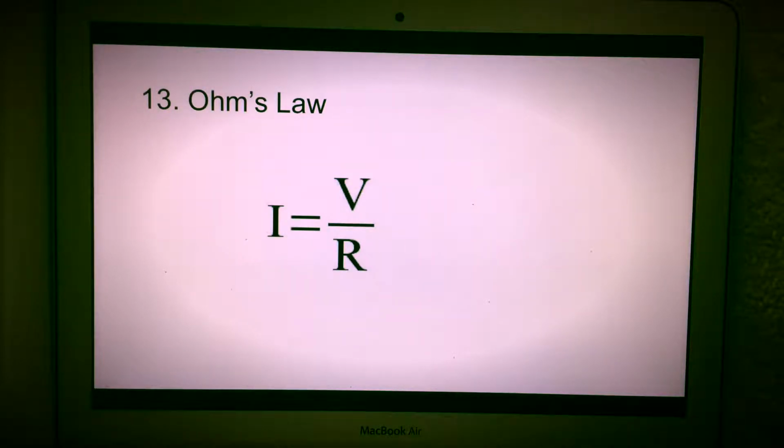Ohm's law, number 13. This is pretty easy because I equals V over R. We don't need to talk more about it, so we all know that.